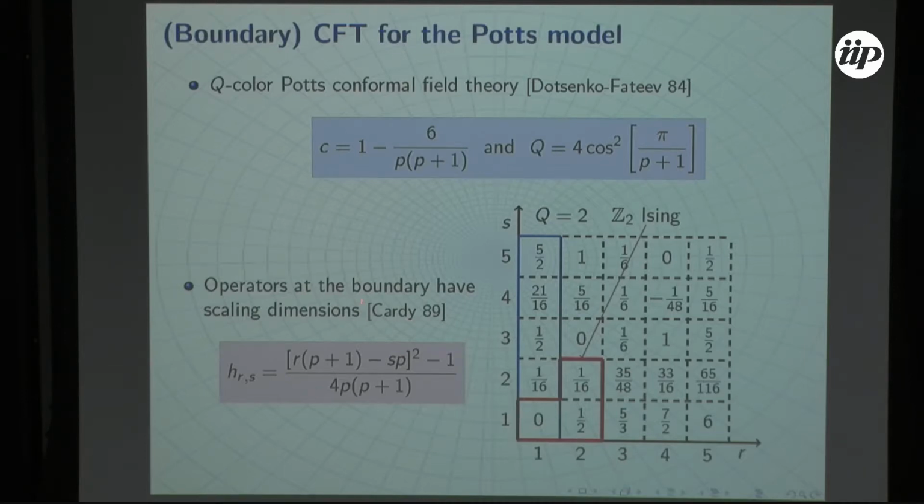Its conformal dimensions are parameterized like this, where p is the same p as here, and r and s are integers. So for instance, if you take c equal to 1/2, the Ising model, then you can recognize that h, the conformal dimension of the field with integers 2 and 1, h_2,1, is 1/2, which corresponds to insertion at the boundary of sigma, the spin field, etc.